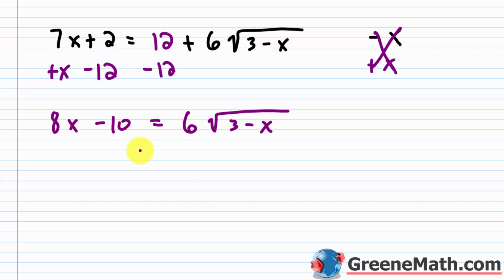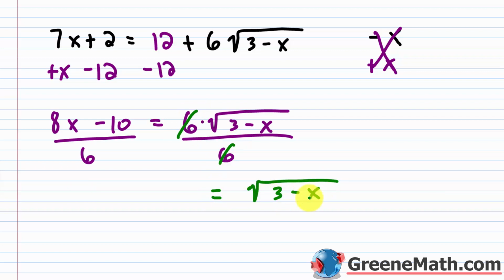Now at this point I can square both sides, but it might be a little easier if I divide both sides by 6. You're not going to get whole numbers, but I find it to be easier to work with smaller numbers, even if they're fractions, okay? So I'm going to divide both sides by 6. On the right side, I'm going to have the square root of 3 minus x. On the left side, 8 over 6 is 4/3, times x. And then I'm going to put plus negative 10 over 6. Let's put minus 5/3, okay?